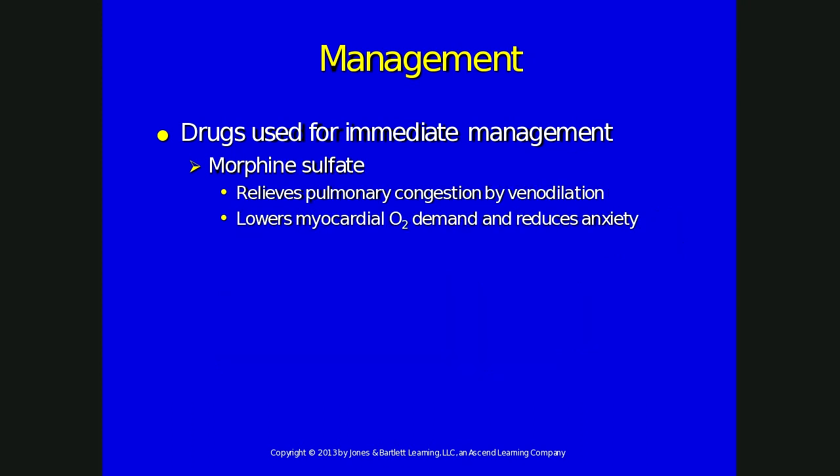Now, morphine. Morphine is used with your CHF patients and pulmonary edema patients to relieve pulmonary congestion by venous dilation. And remember how that works, venous dilation? It releases histamine, right? Don't forget that. Morphine also lowers myocardial oxygen demand, and it reduces anxiety in your patients. So that's how that works.